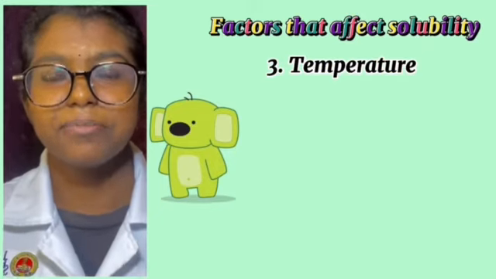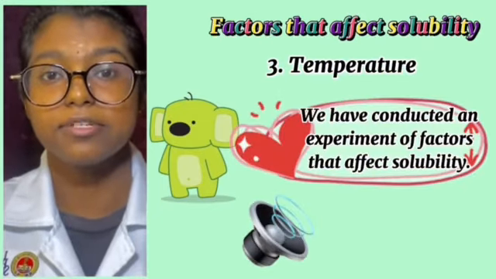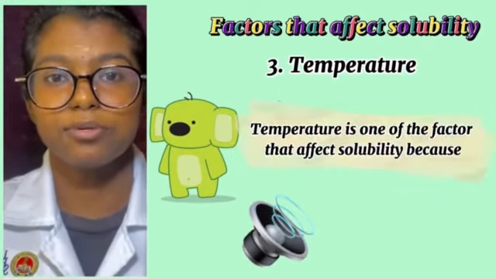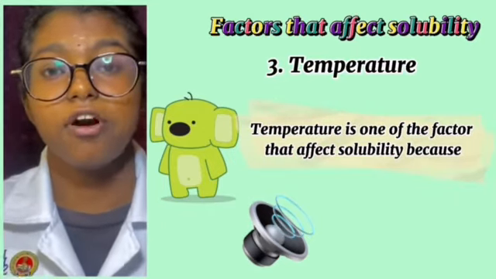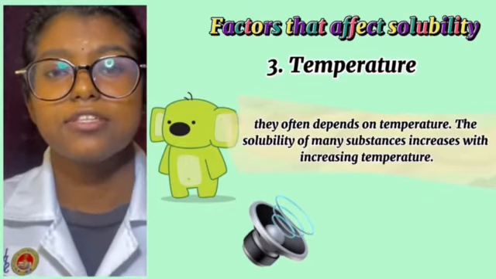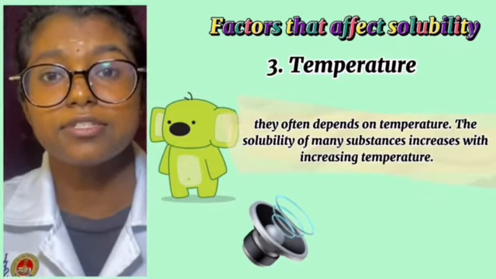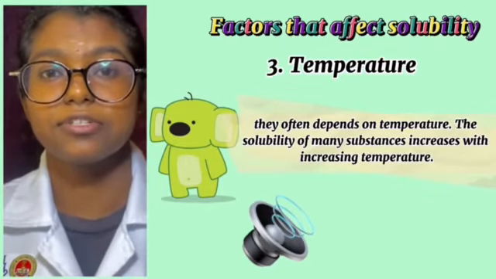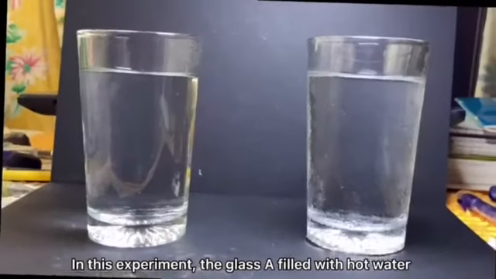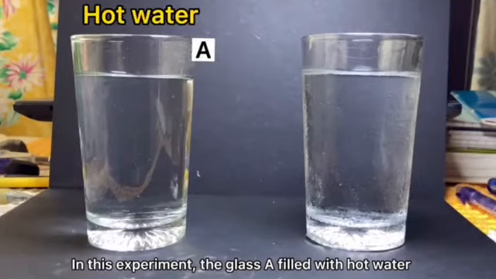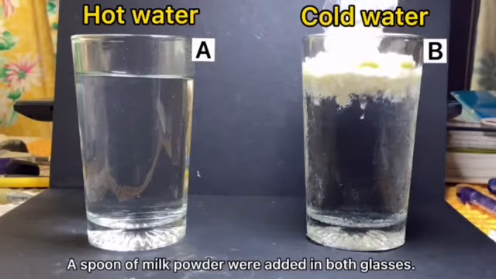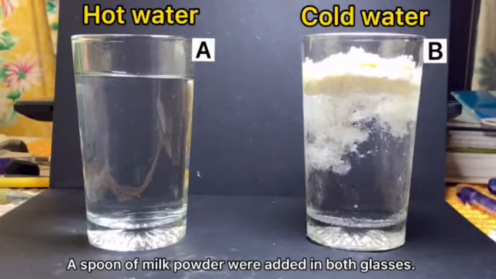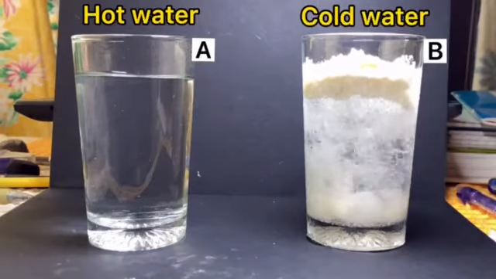Hi, I'm Megha and we have conducted an experiment on factors that affect solubility. Temperature is one of the factors that affect solubility because solubility often depends on temperature. The solubility of many substances increases with increasing temperature. In this experiment, glass A is filled with hot water and glass B is filled with cold water. Spoons of milk powder were added in both glasses.